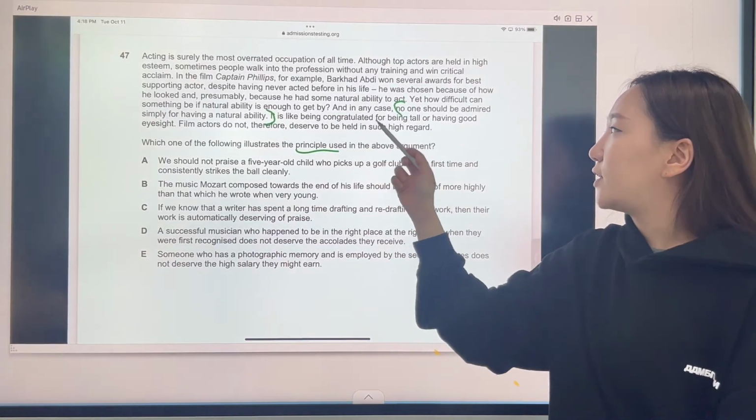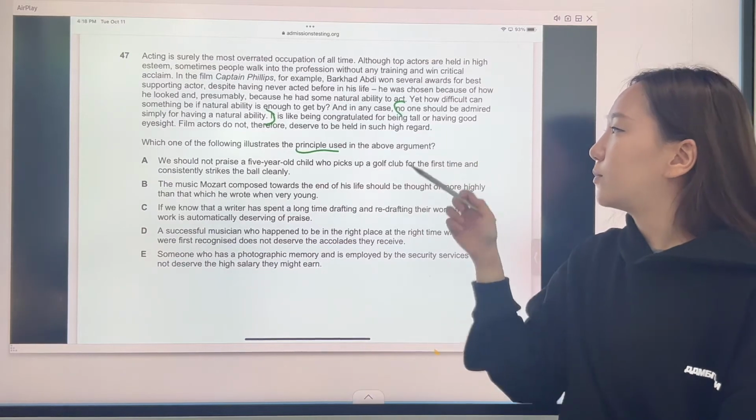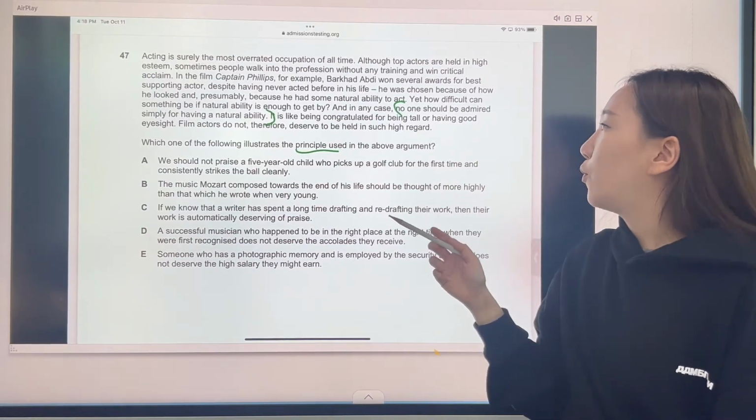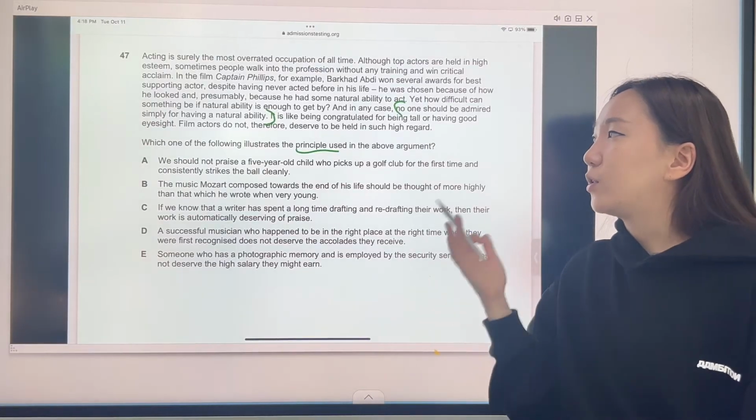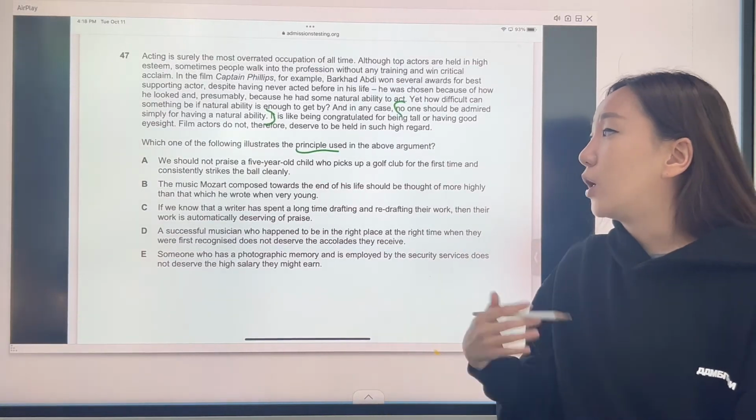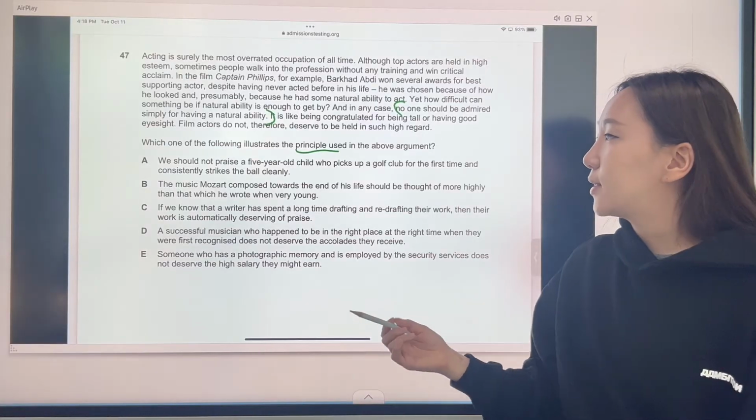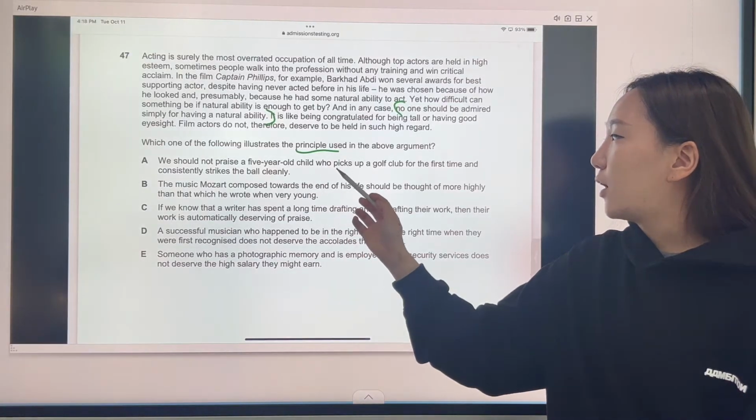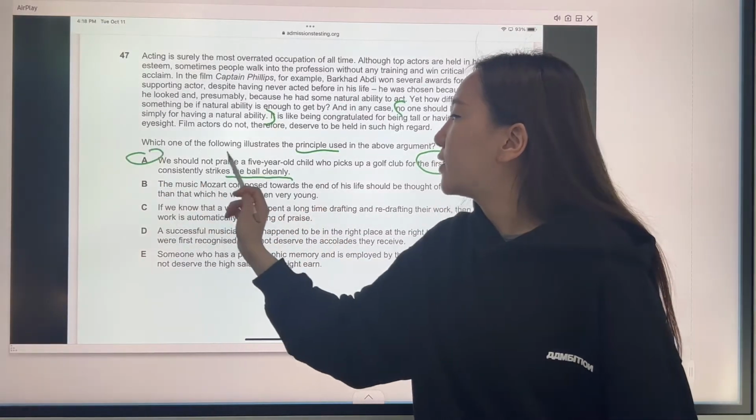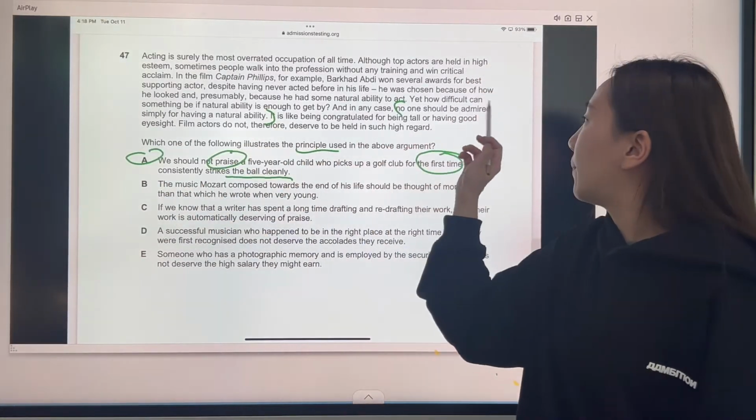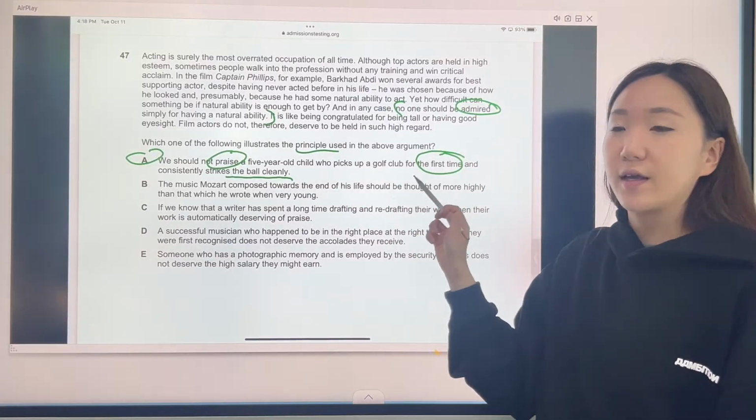It's like being congratulated for being tall, it's just further examples. But there's our sentence. So something where you're receiving admiration because of something that you were just born with, basically, with no hard work or no other factors, environmental factors. So we should not praise a 5-year-old child who picks up a golf club for the first time and strikes quickly. So we should not be admiring them, same thing here.